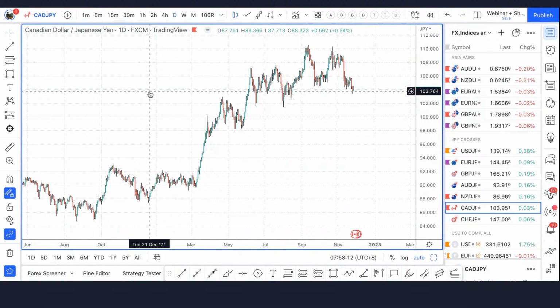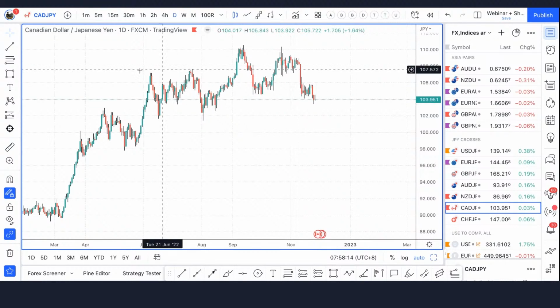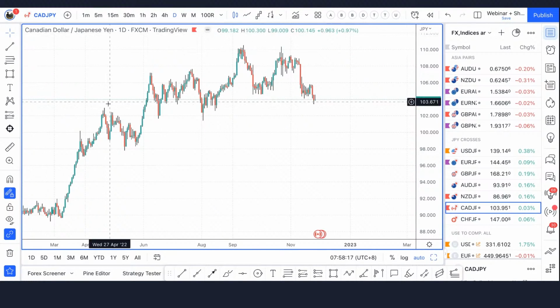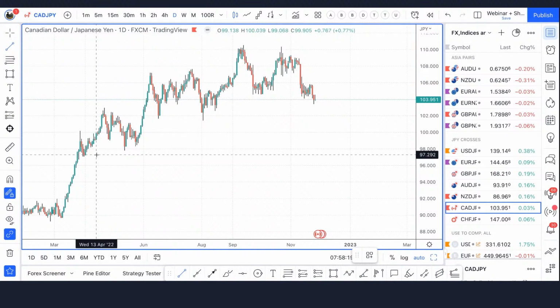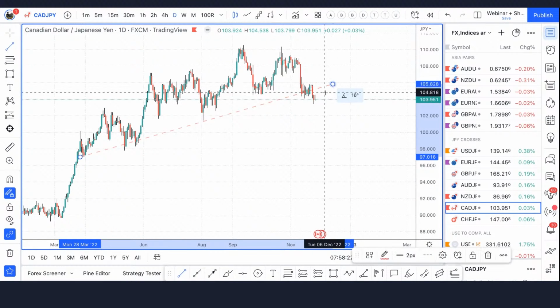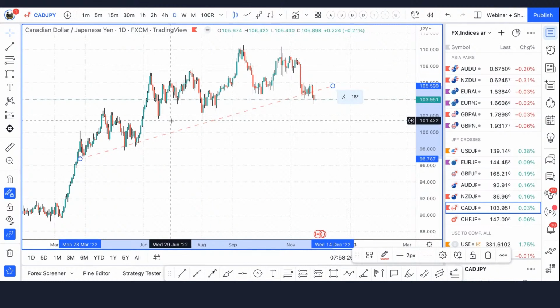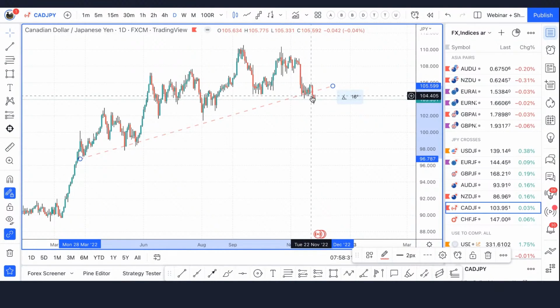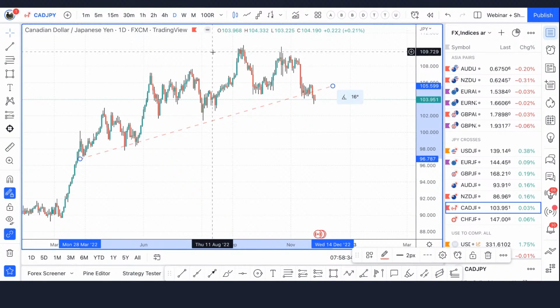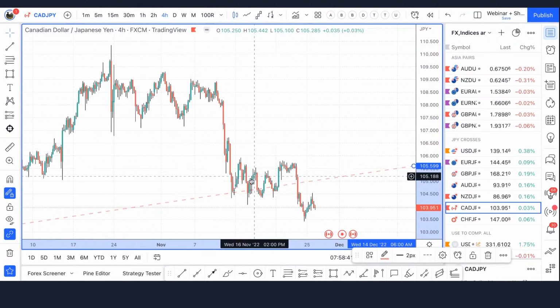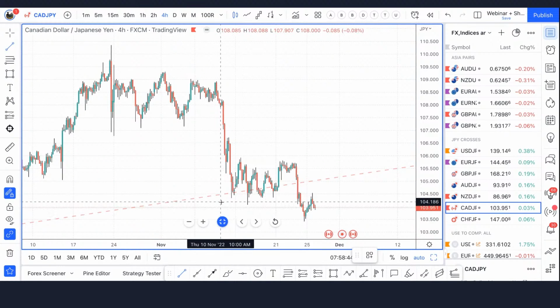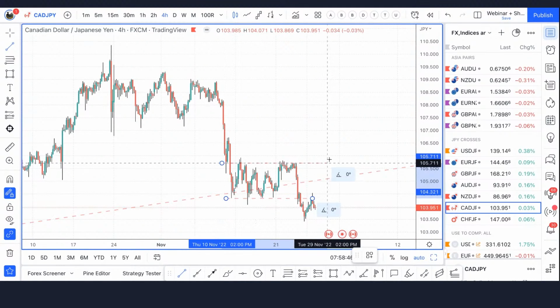So for Canadian yen, you do see that the price is also coming to a tipping point, and it did show a bit more bearishness on the daily time frame as compared to the US dollar yen. So if yen were to go on stronger, looking from higher time frame to lower time frame.